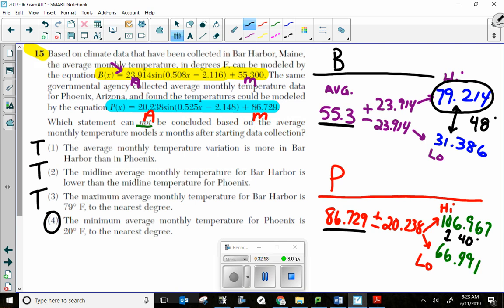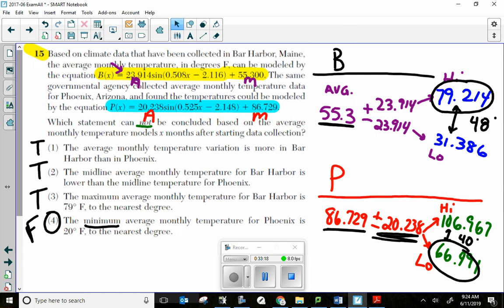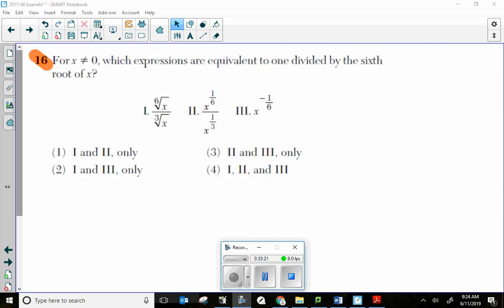The minimum average temperature for Phoenix is 20. This is the minimum. It is not 20. The amplitude, that's how high and low from the average, is 20. But the minimum is not 20. The minimum is 66.9, so about 67. So 4 is your one that's false. There's a lot of work to get to one simple answer.